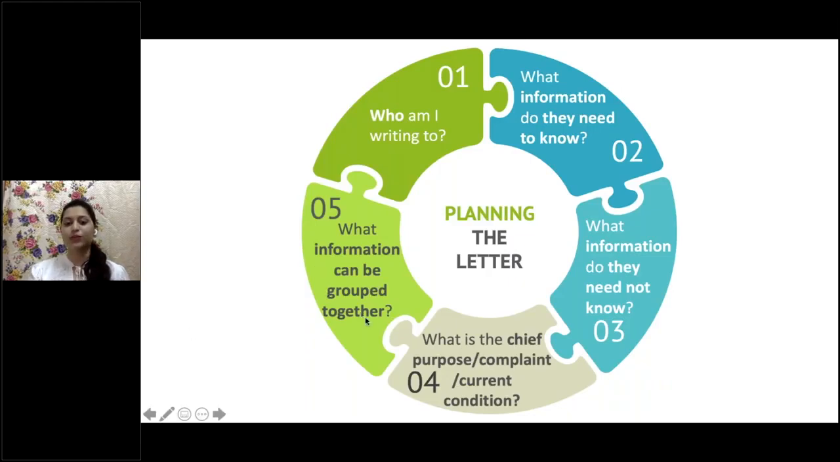So what information can be grouped together? A lot of times, a lot of letters will have a similar set of information. So don't just go according to the notes. Try to group similar information into one paragraph, so that your letter does not look repetitive. And the minute you start repeating too many sentences, you increase your word count, and if you cross your word limit, it's the first sign that you have put in a lot of things that are not required.